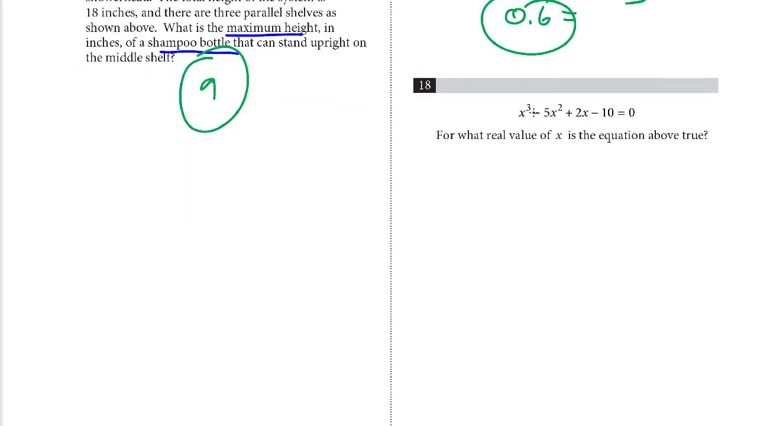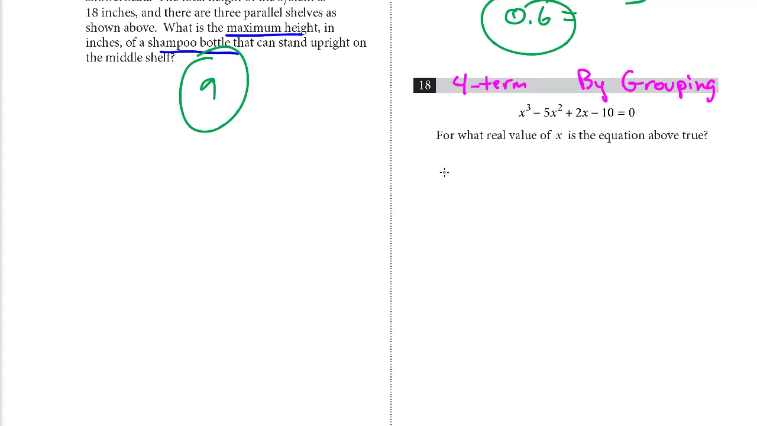Number 18, x cubed minus 5x squared plus 2x minus 10 equals 0. So what do I have here? It's a cubic, not a quadratic, and it's a 4-term polynomial, not our typical trinomial, etc. So if ever I see 4-term polynomials, even of higher degree, I generally look to factor by grouping. That tends to work very well for polynomials with 4 terms that aren't necessarily quadratics, right?